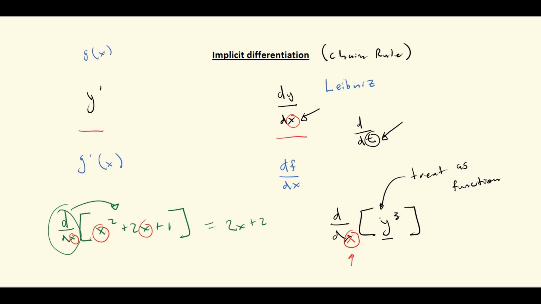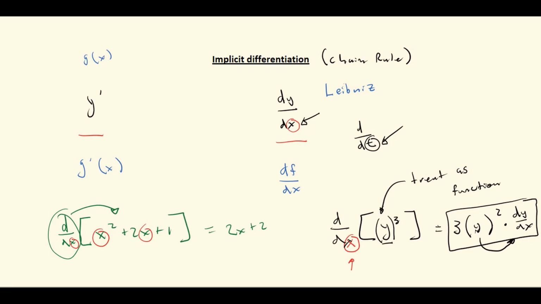Because we have to treat this y as a function, the derivative is going to have a function within a function. So we're going to start with the third power. We're going to bring it down. So we get 3y to the second. And because we're taking the derivative with respect to x, that means y is a function, or at least we treat it as a function. So we multiply it by the derivative of y, which is just dy dx. So this would be our derivative.